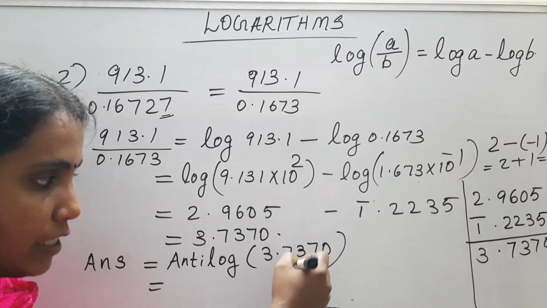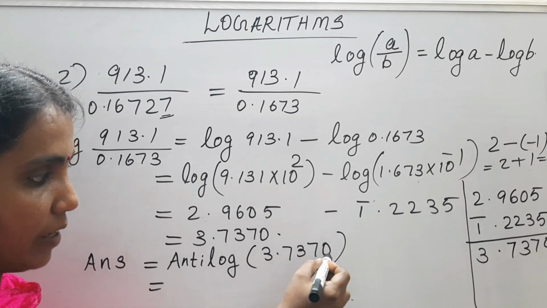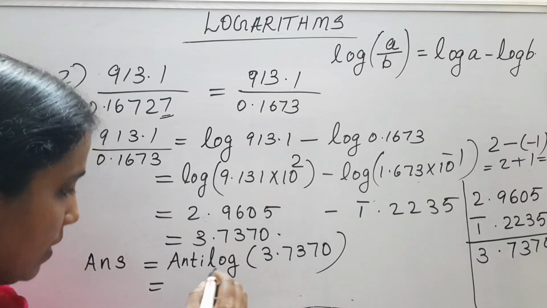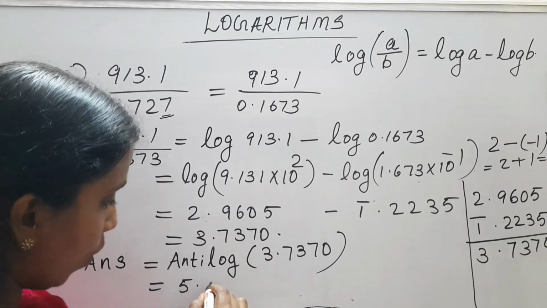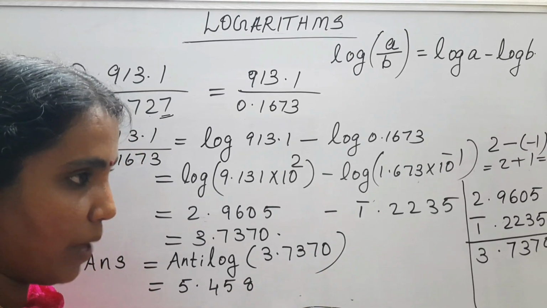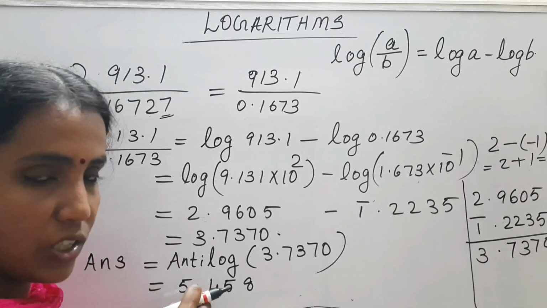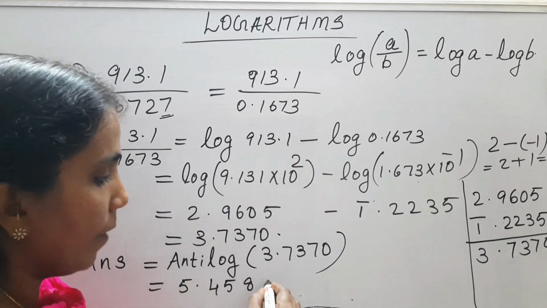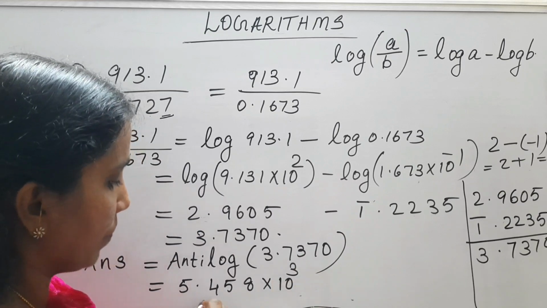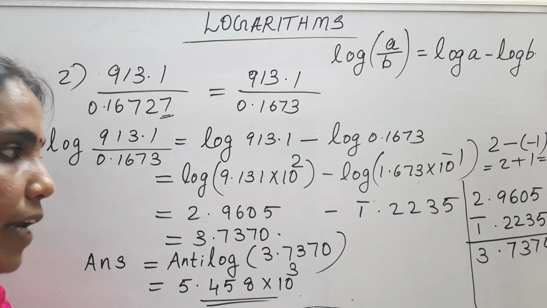First look in the anti-logarithm page corresponding to the row 0.73, column 7. The fourth digit is 0. So what you will get as the answer is 5.458. So what you get as a 4-digit value from anti-logarithm, I have told you this is how you have to write. That means after the first digit you put a decimal point, then the exponent part you write as the power of 10. So this comes as the answer. So 5.458 into 10 cube.